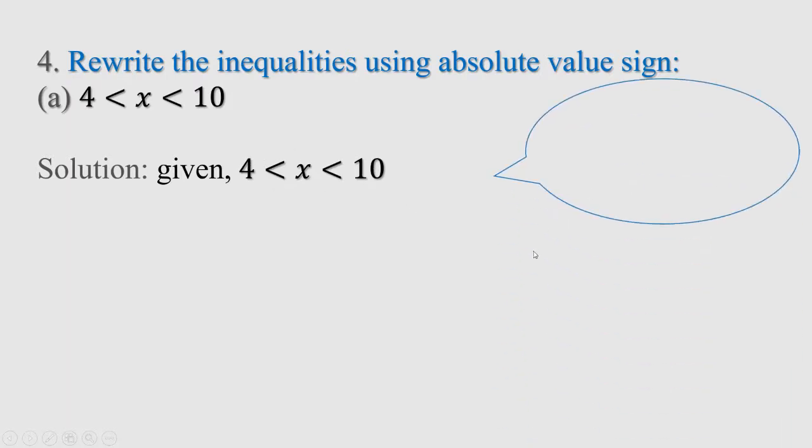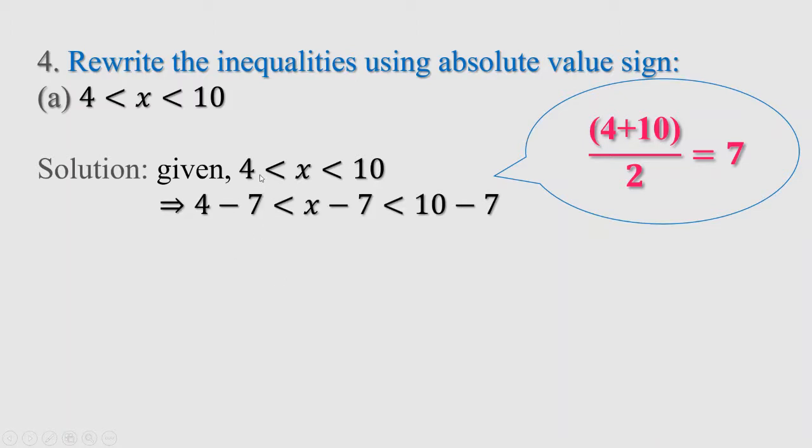We have to find the average of these two values, first and last value. Then you get 7, and subtracting 7 on both sides, you get this. Now you get minus 3 and here plus 3. So our format is minus alpha less than x less than alpha. Here minus 3, we also get 3. So this implies that modulus of x minus 7 less than 3.